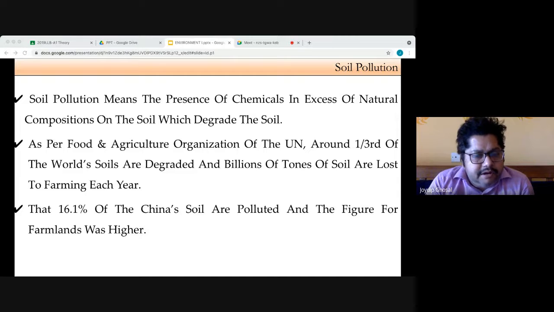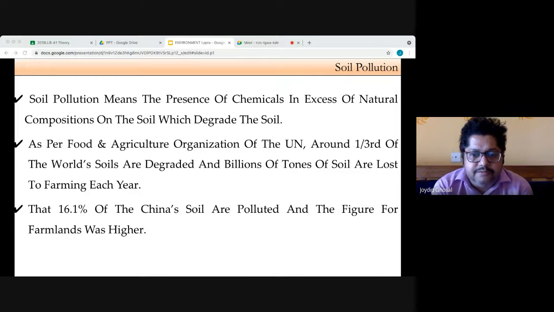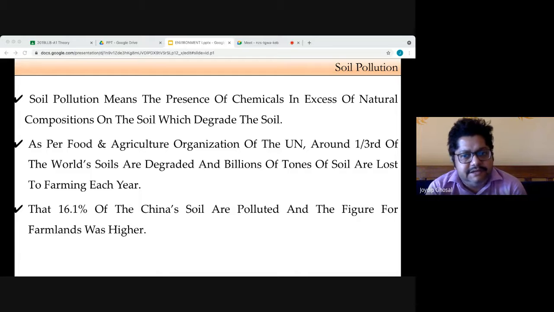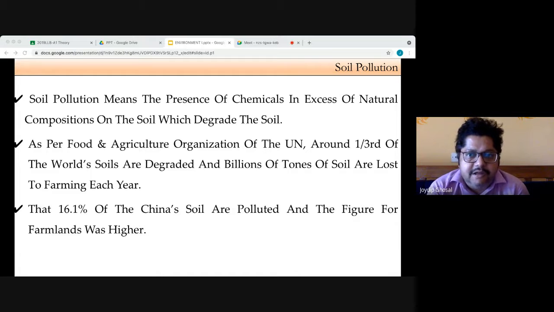As per the Food and Agriculture Organization (FAO) of the United Nations, it has been reported that one third of the world's soils are degraded, and billions of tons of soil are lost to farming each year. If the soil keeps getting degraded in this way, it will create problems in the future for farming, because we have to survive on fruits, vegetables, and other things, and all are produced by the soil. If soils are being contaminated and degraded regularly because of pesticides, insecticides, fertilizers, waste or sewage, then definitely the quality of the soil will degrade.